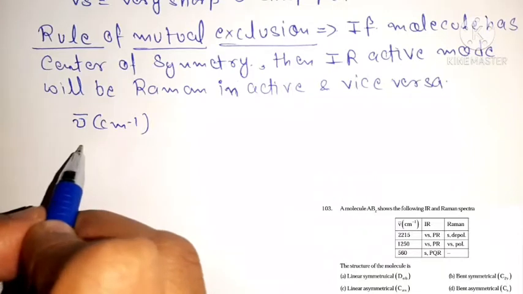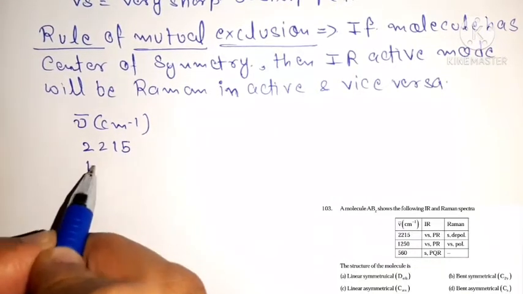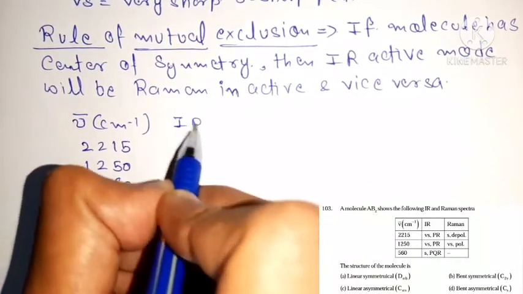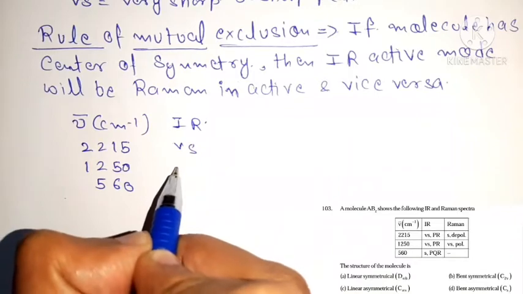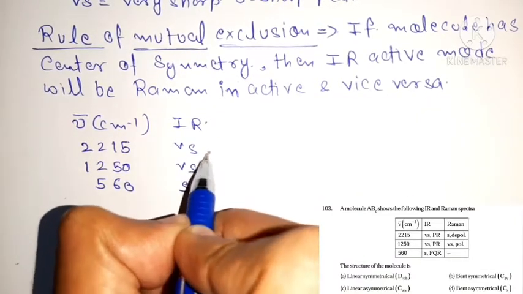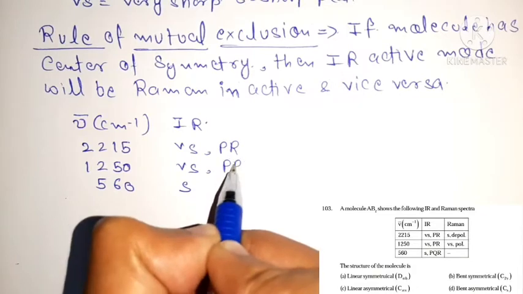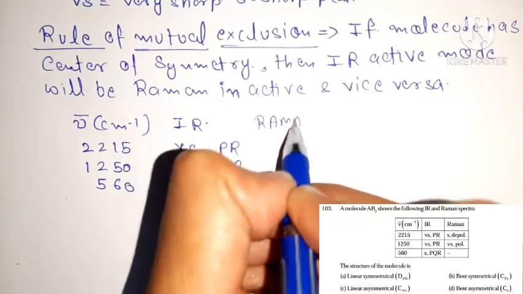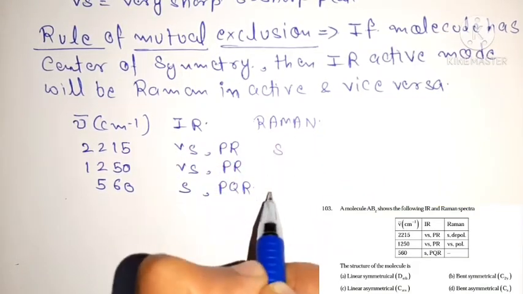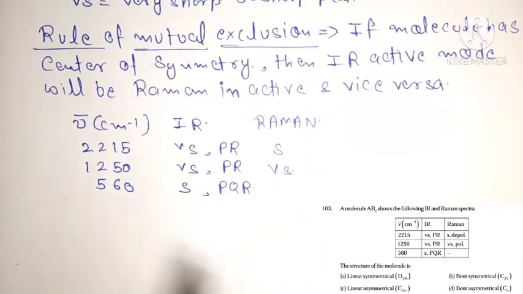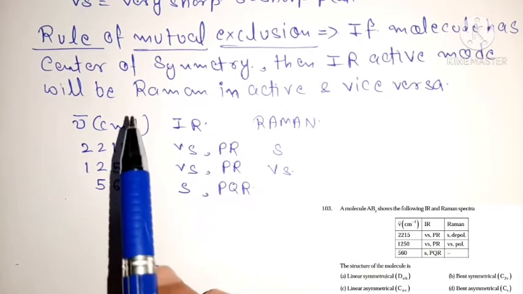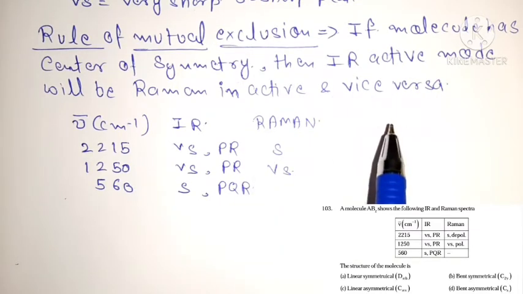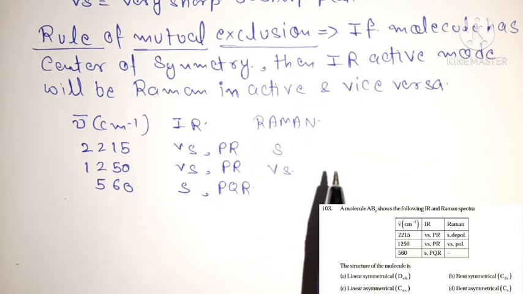the stretching frequencies are 2215 centimeter inverse, 1250 and 560. IR data will be very sharp and sharp. This is a PR line, this is a PR line, and this is a PQR line, and this is the Raman data according to your question. This is sharp and this is very sharp. Now the mutual exclusion principle says that IR active modes will be Raman inactive if the molecule has a center of symmetry.